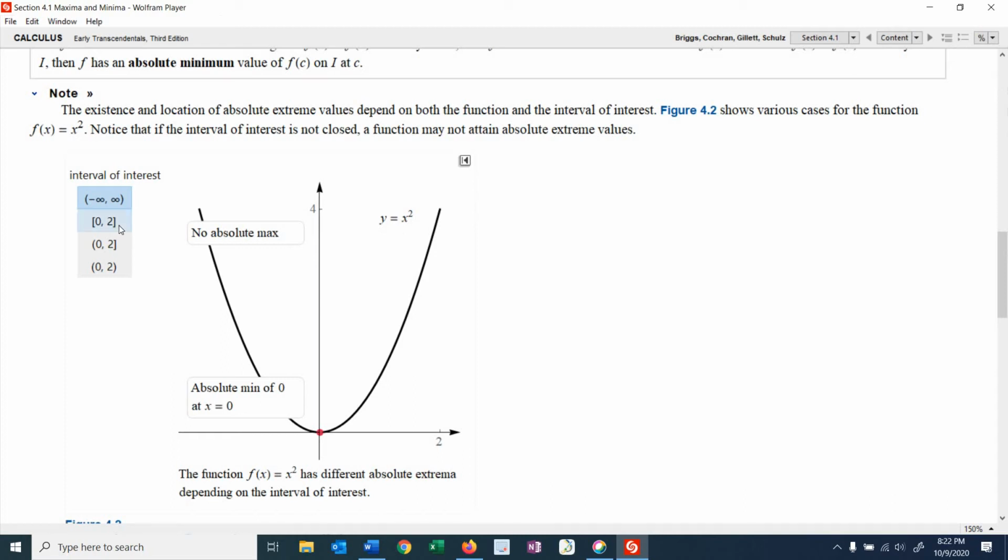Let's try to find the absolute maximum and minimum on the closed interval from 0 to 2. Okay, so the function would look like this in that case. But look, you can see that the absolute maximum is actually 4. That's the largest y value that this function takes on this interval from 0 to 2. Okay, so the absolute maximum is now 4, and it occurs when x is equal to 2. Now, the absolute minimum is still 0, and it occurs when x is equal to 0, just like it did before. So absolute maximums and absolute minimums depend on the function, but they also depend on the interval that you're looking at the function on.